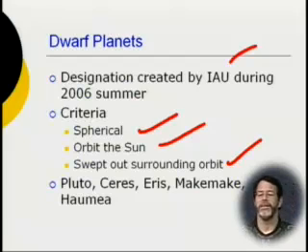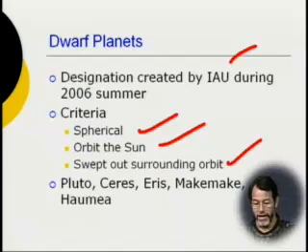This is a debatable criterion; there are papers going back and forth between astronomers as to whether this is an important one or not. It sweeps out the material in its orbit. So Jupiter, clearly a planet, doesn't have any Jupiter-sized objects orbiting the Sun near it because it's deflected them all. Same with Saturn, but not true, one might say, of Pluto.